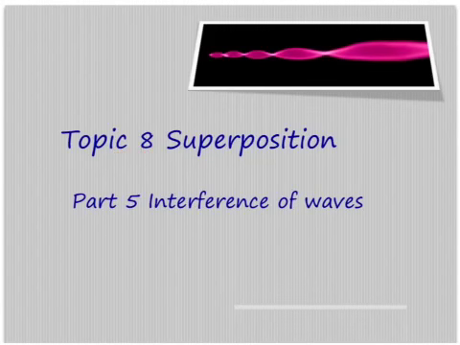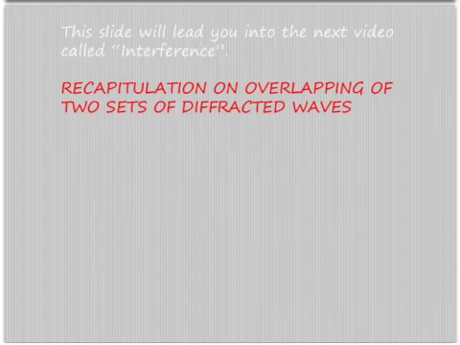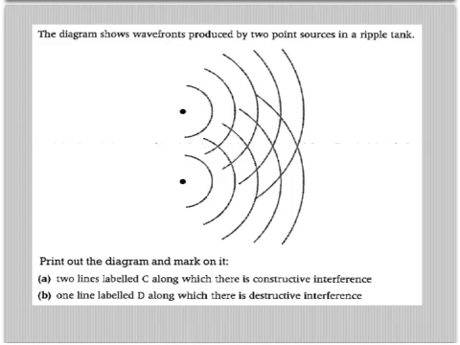Topic 8, Superposition. Part 5, Interference of Waves. Just refresh your memory on overlapping of two sets of diffracted waves. And the result of overlapping is interference. This is the interference pattern as a result of the overlapping of two sets of waves. If you like, you can print out this diagram and mark on it points C and D.